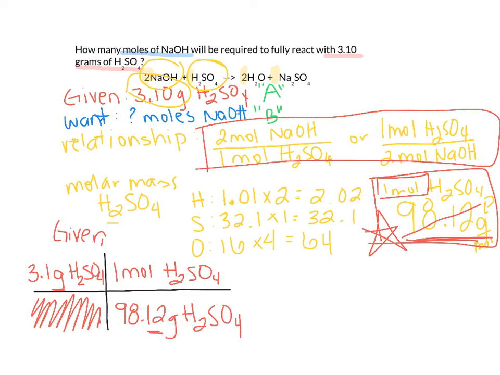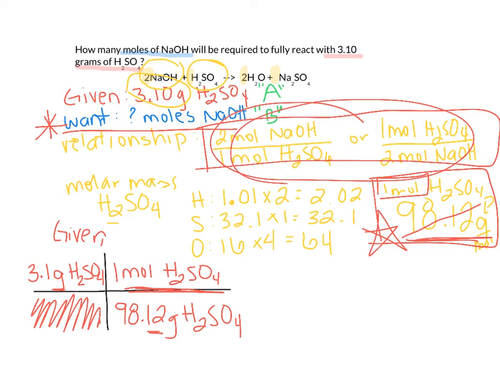I'm not in the unit I want. I want, up here in blue, moles of NaOH. Right now I am in moles of H2SO4. So now is where I have to use this relationship right here, and I just need to decide which one I want. So I'm going to extend my dimensional analysis out. I did not want to do the highlighter there, but okay.